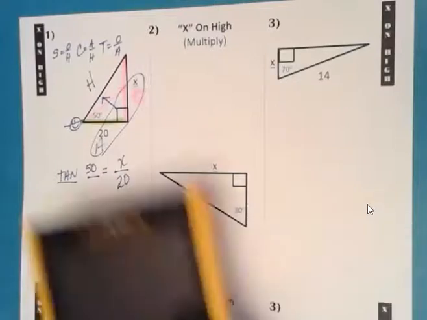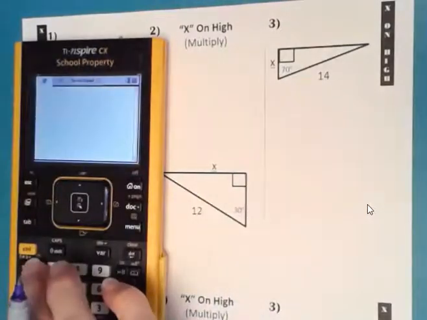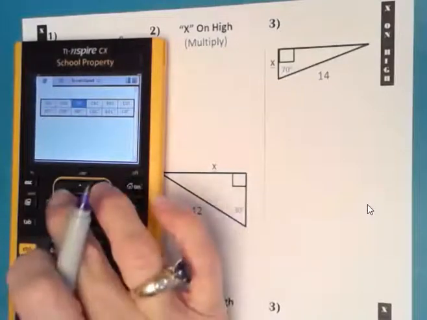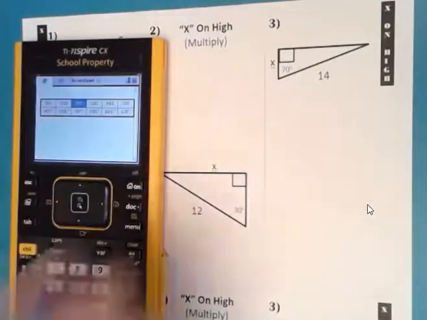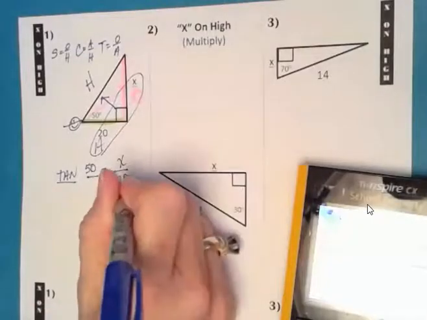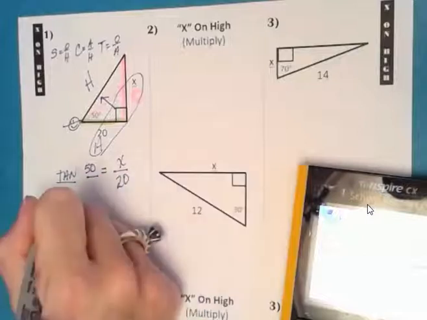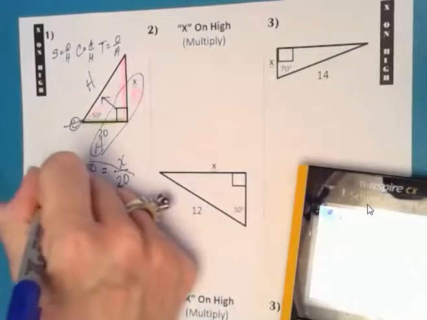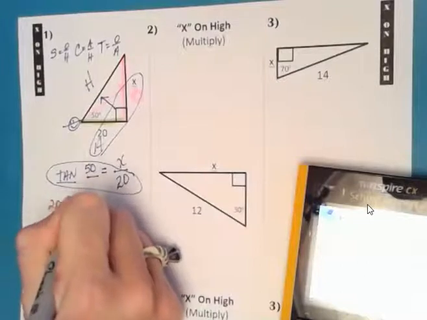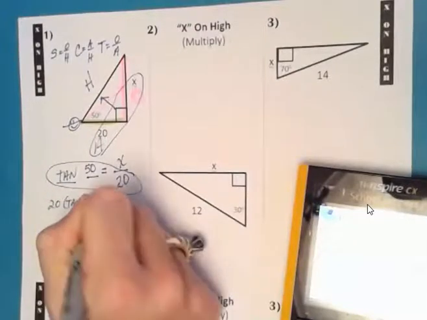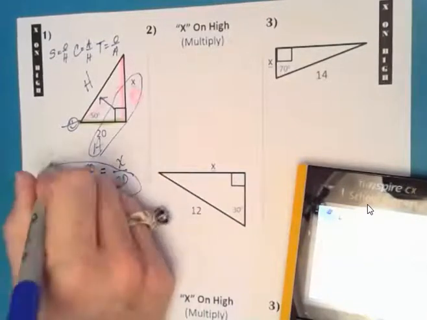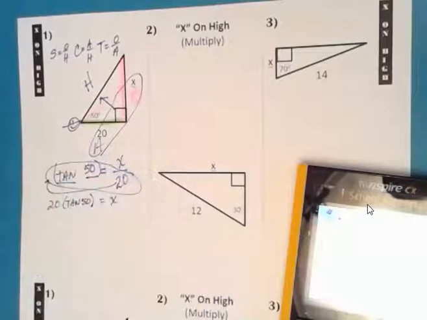If I were here on my calculator, pushing my Trig button, I'm going to come over here to tan, and when I put in tan 50, it knows to go to its memory and pull out the value that I showed you on a chart. So since x is on high and we're going to multiply, this is what gets multiplied. We're going to do 20 times tan 50, which is a stored value, equals x. Be sure you bring the 20 here to the outside to do your multiplication.